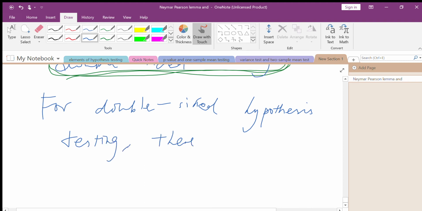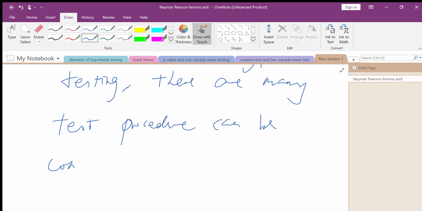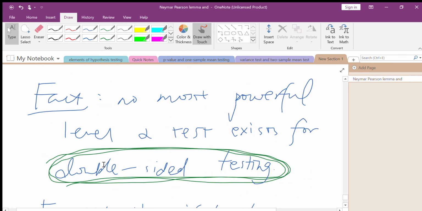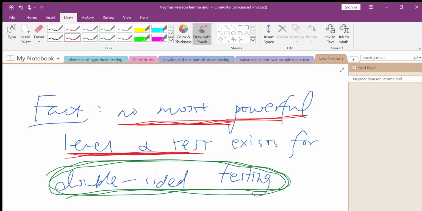There are many test procedures that can be considered as good ones. Why can many be considered as good ones? Because there's no most powerful test. The key: there's no most powerful level alpha test. So some tests work pretty well in some cases.